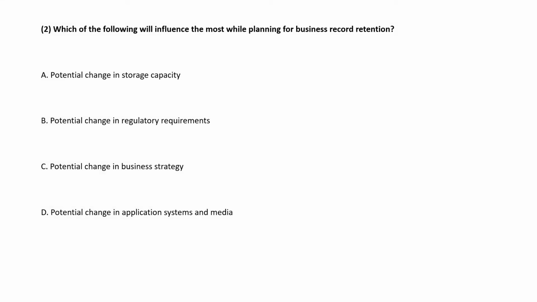Which of the following will influence the most while planning for business record retention? The correct answer is option D, potential change in application systems and media.